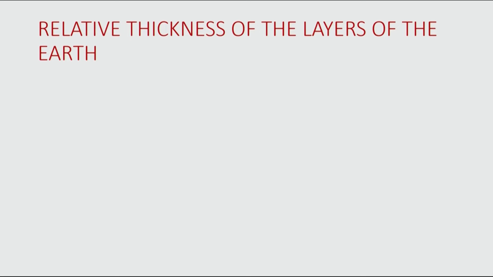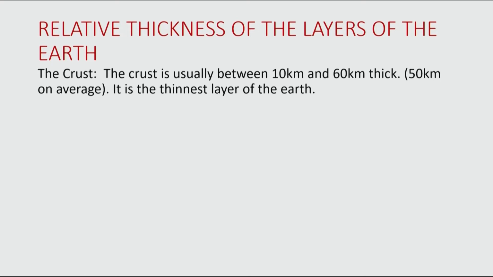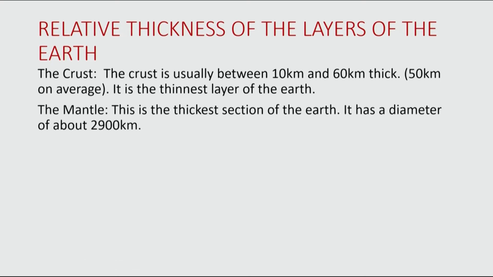Now that we've looked at the main parts of the Earth, this brings us to another objective, the thickness of the layers of the Earth. We want to look at each layer and know how thick it is so that we'll be able to compare one layer to another. So we will start with the crust. The crust is usually between 10 kilometers and 60 kilometers. In fact, this is the thinnest layer of the Earth. Then the mantle. The mantle is the thickest layer of the Earth.